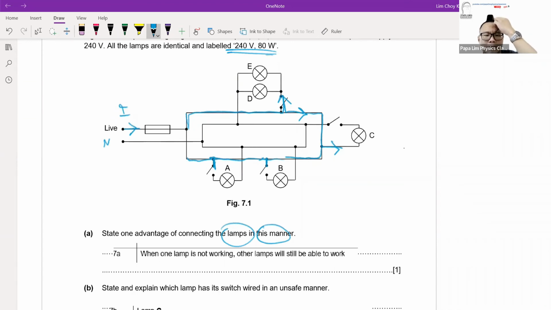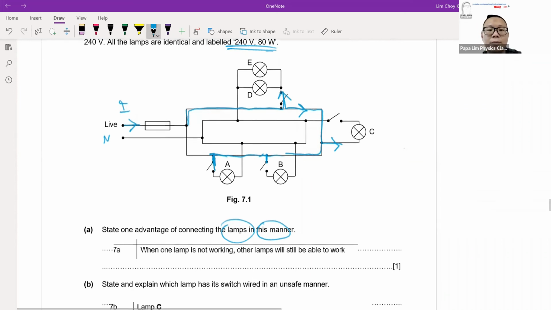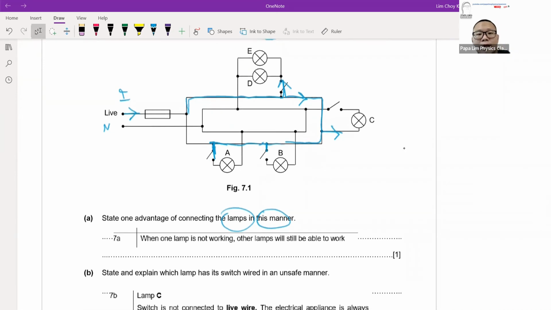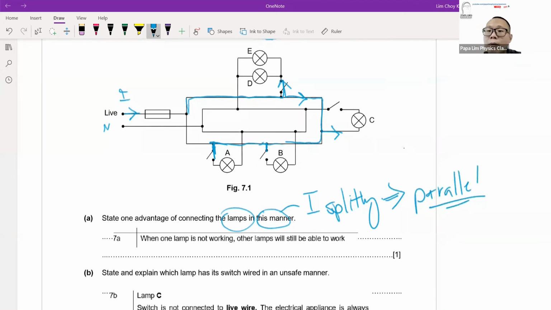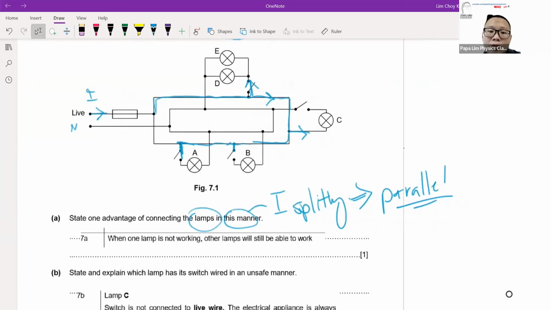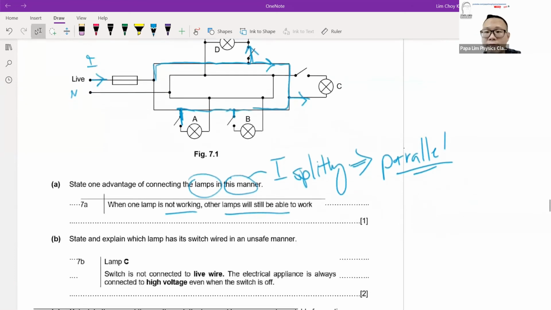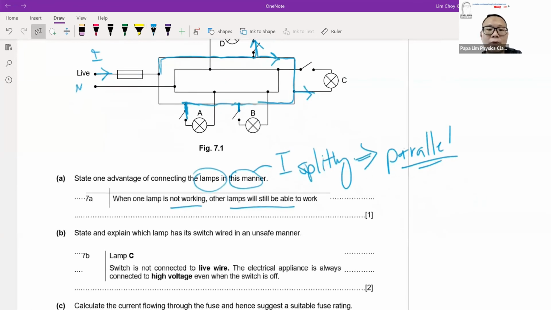Now you look at the circuit here, you'll find that the current that we are looking at actually splits up. So when we talk about current splitting, the arrangement that we are looking at is actually a parallel arrangement. One good thing about a parallel arrangement is that if one light bulb is spoiled, the rest of the light bulbs are not affected. They will still remain as per normal and life still goes on. The light bulbs will still work. That's the advantage of this.